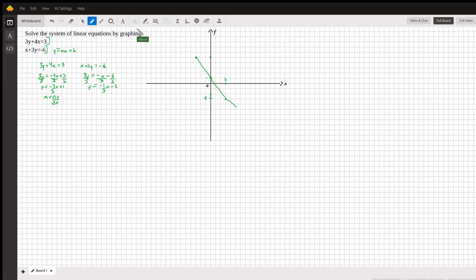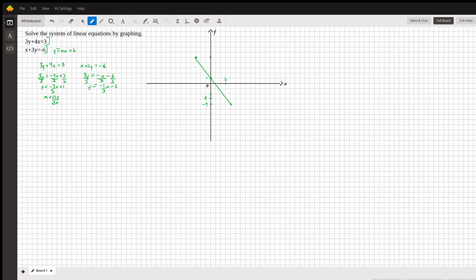I just noticed that I drew this first line wrong because I didn't have negative 4 correct. All right, let's change this up a little bit. So it's actually going to be like that. So then we're going to go like this. All right, now we've got a line.